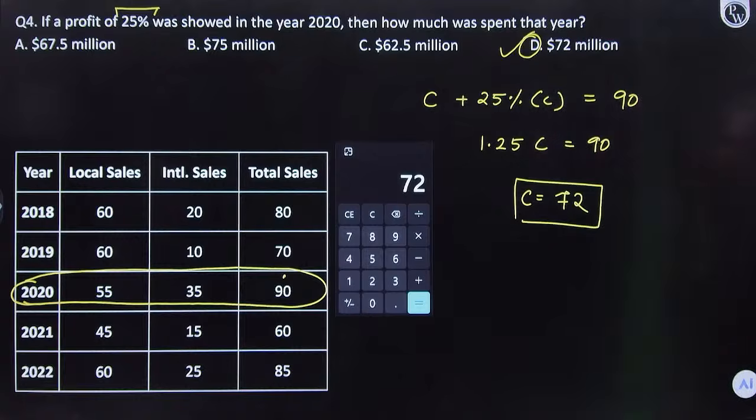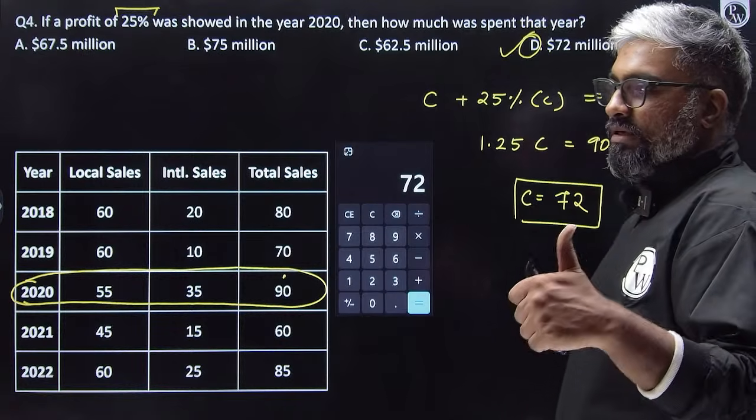Yes, perfect. Sangram, Aryan, yes. Done? Sorted?